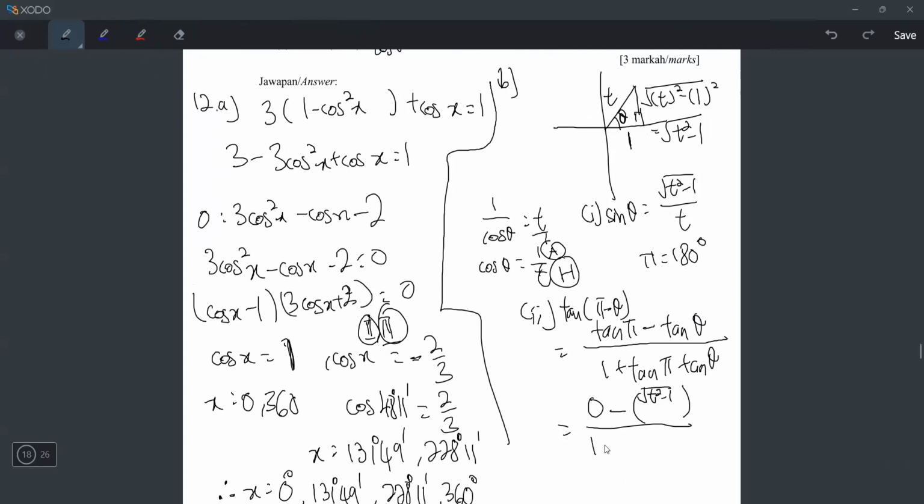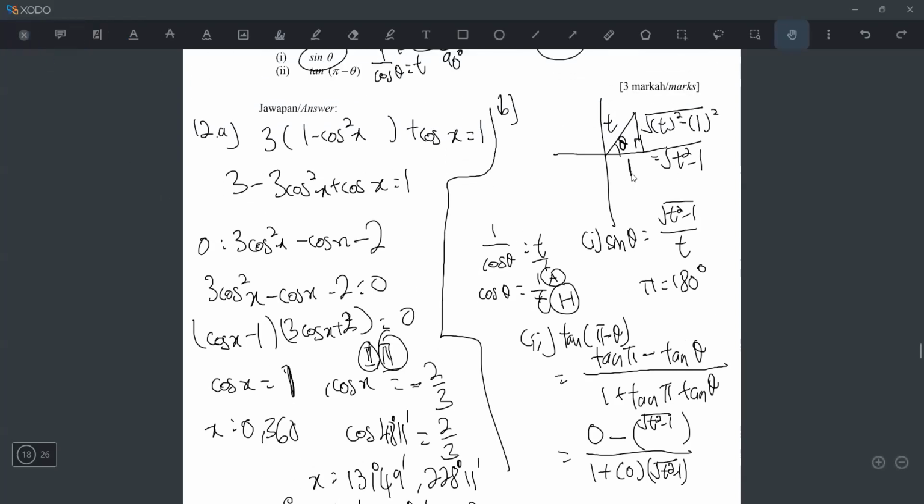And then over 1 plus tangent pi. Okay, tangent pi is 0 again. And then tangent theta, same as just now. Square root t square minus 1 over 1. But over 1 I won't write because no need to write over 1. And also, you don't have to add negative because it's in the first quadrant. But I still mention it because it's important. You should always check whether you need to add negative or not. But this one, first quadrant, no need.